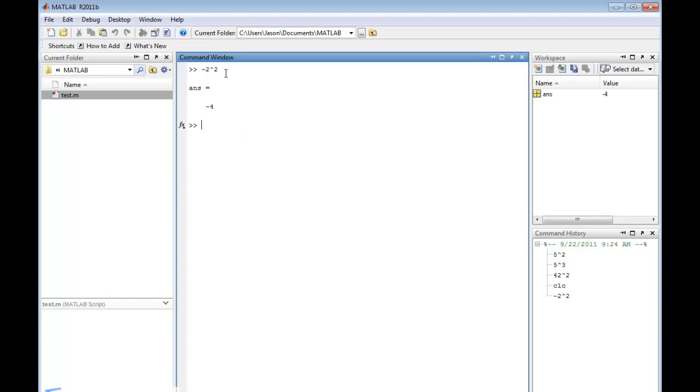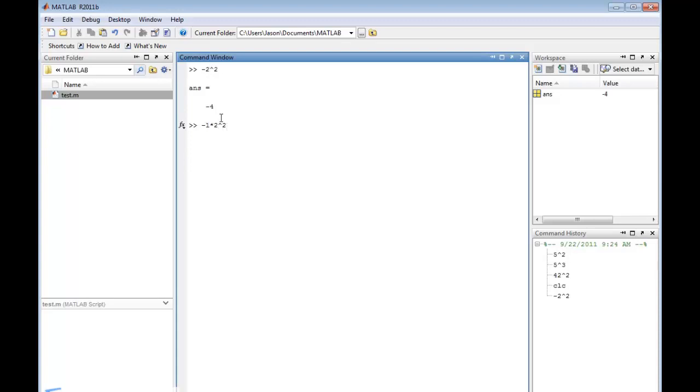But what's going on here is the way Matlab interprets this, it's thinking in terms of order of operations. What you've really typed in is negative 1 times 2 raised to the power of 2. This is equivalent to what I typed before. The negative sign out front is just negative 1 times that.